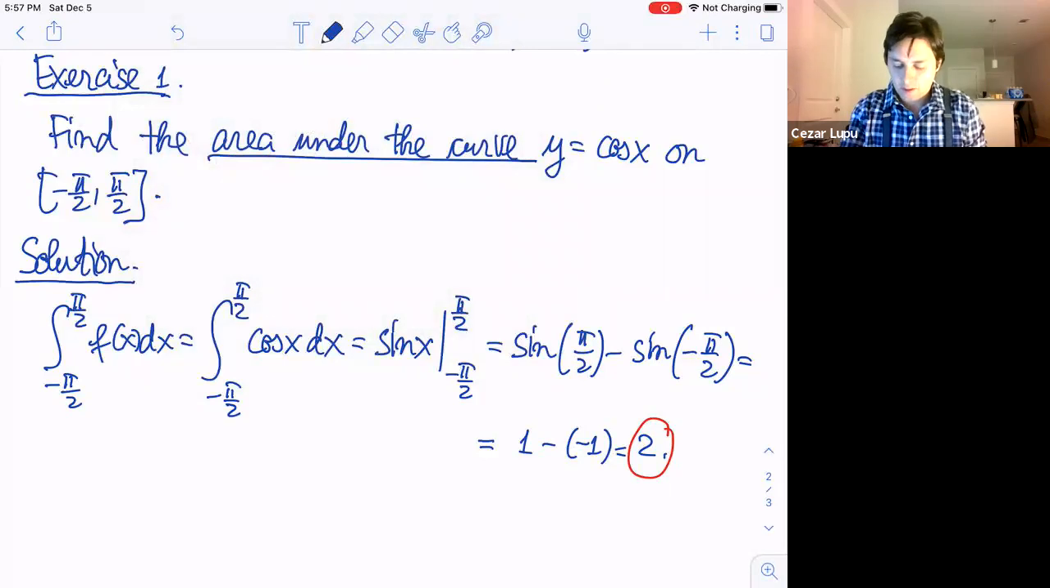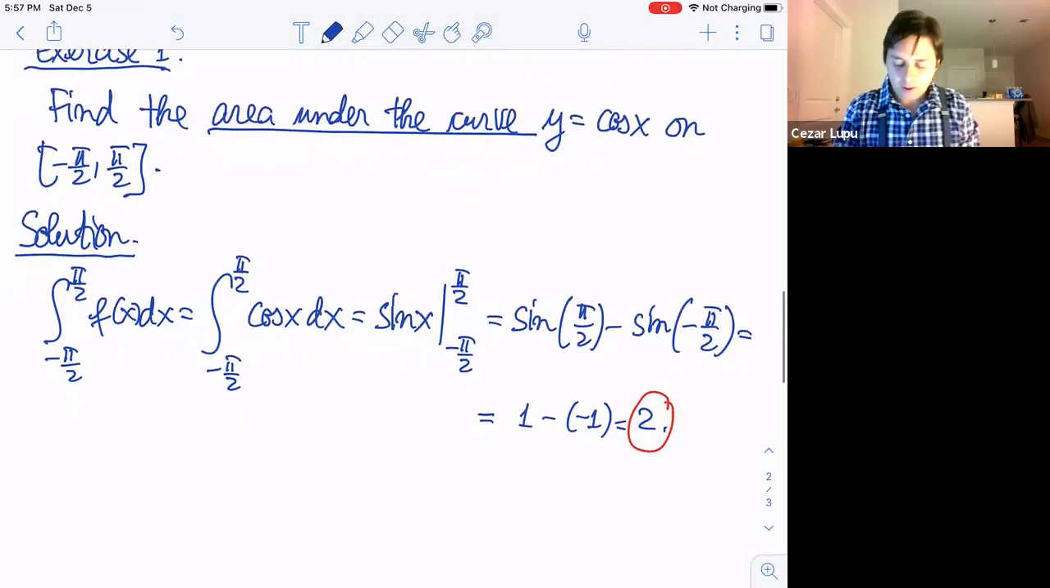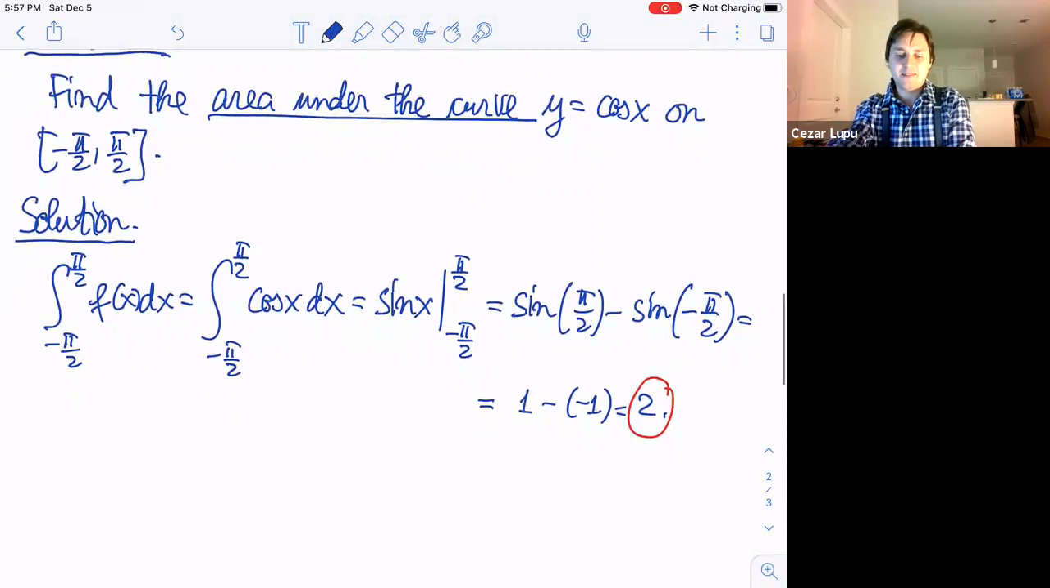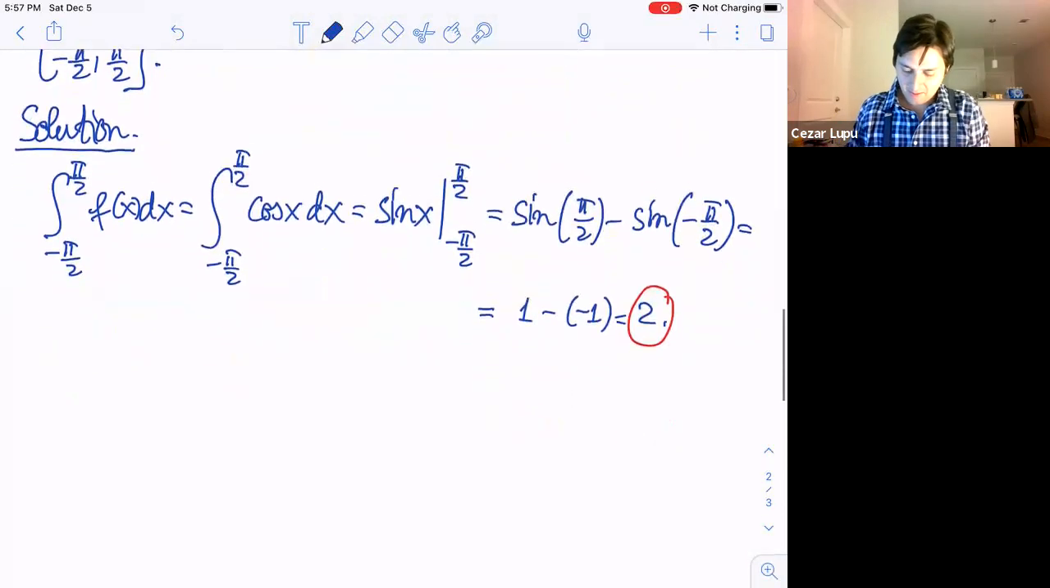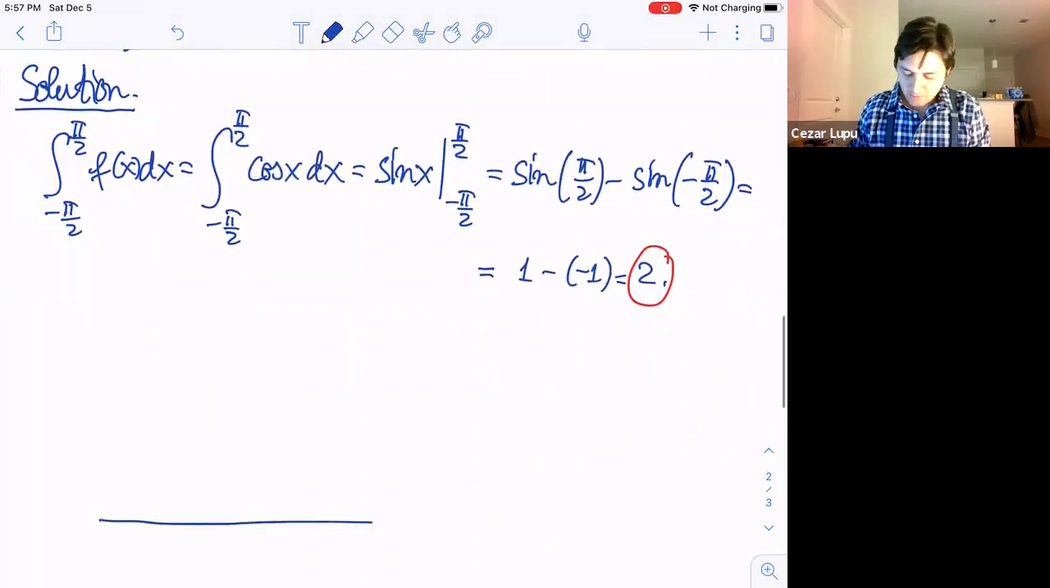Right? Now, let me draw a graph so that you can see the area. So let me just draw it here.